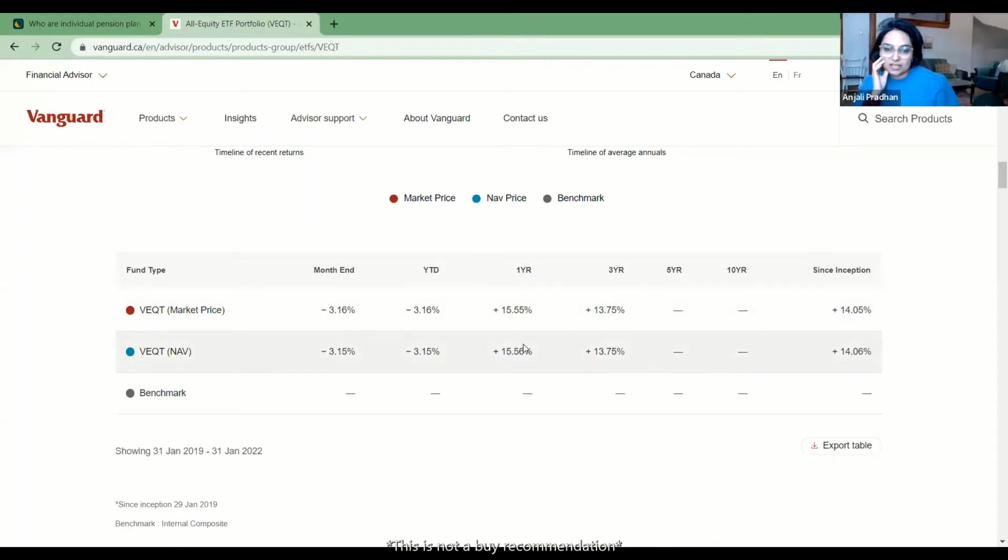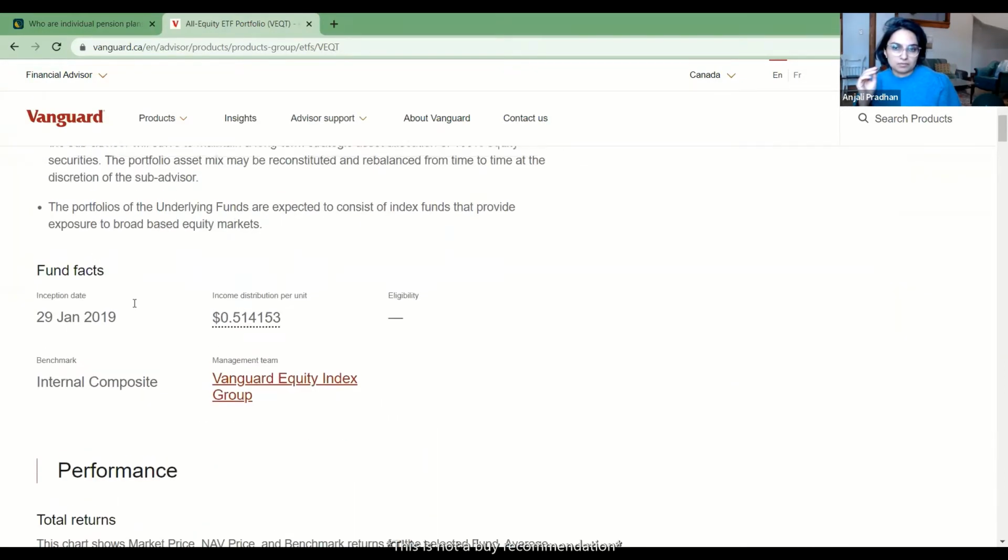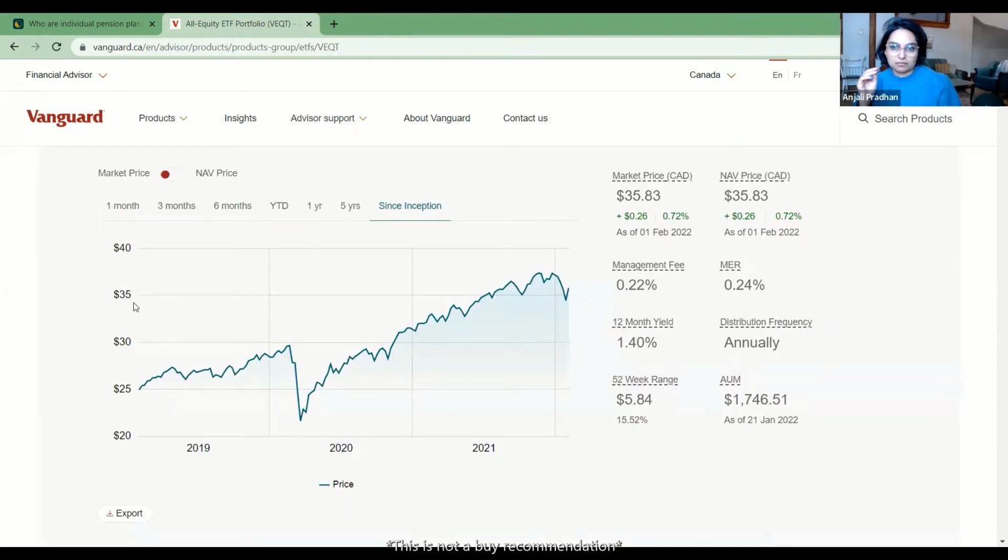Okay, so this guy here is what she's talking about. Market price, NAV. NAV means net asset value, and that's the price of the ETF. So when you see, let's say, I don't know what the price is right now. Okay, so the market price is, I'm not sure why they have a net asset value and a market price, but here it's the same. So it's not an issue.